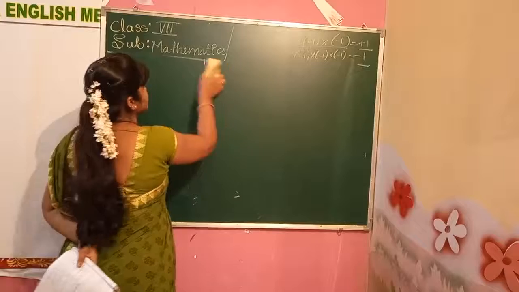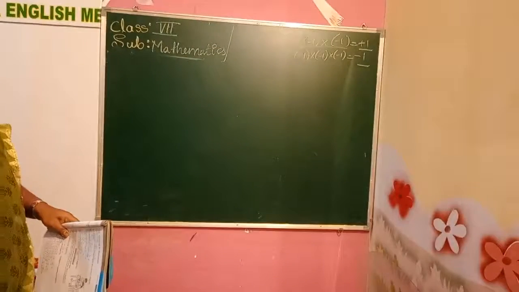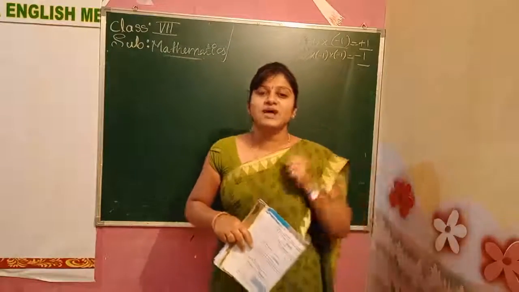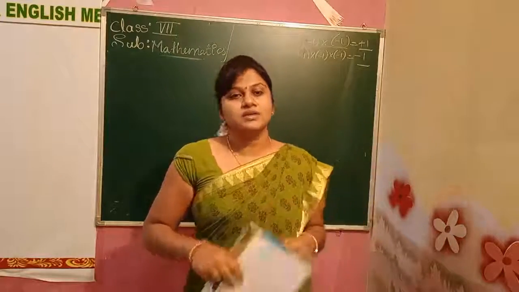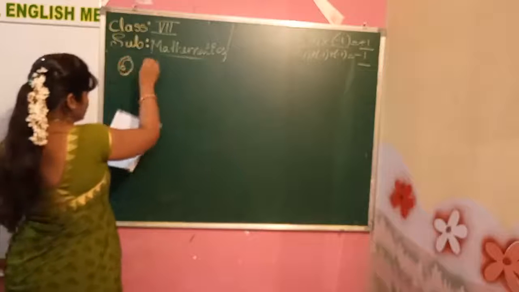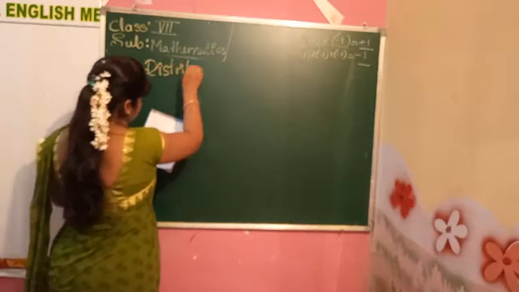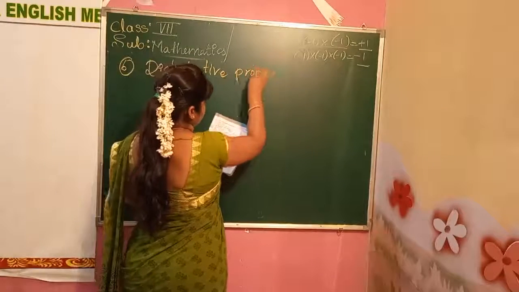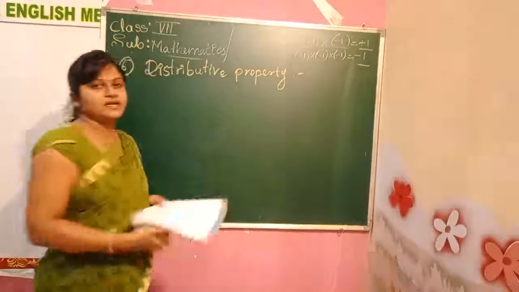The next property is distributive property. The distributive means distribute everywhere. So here what we do, here we take other sign also. We are not taking multiplication. We take the other signs also. Distributive property. Sixth property, that is distributive property.